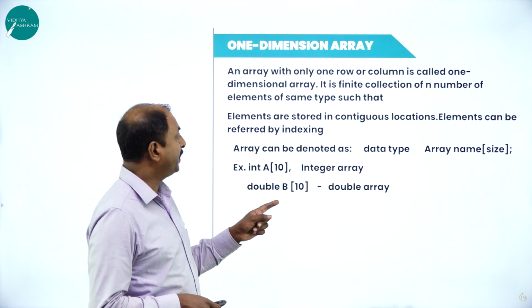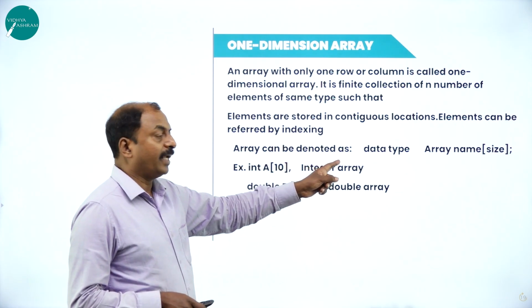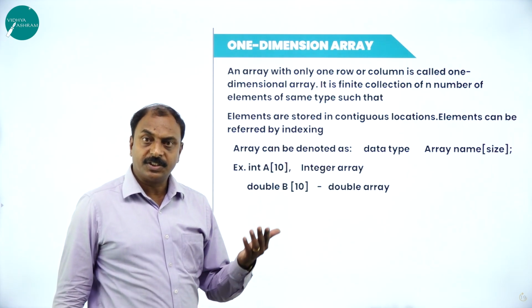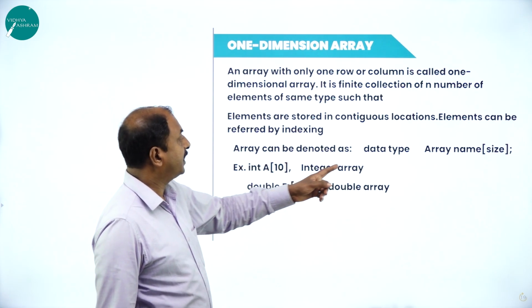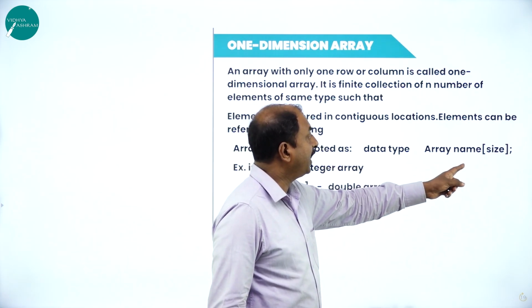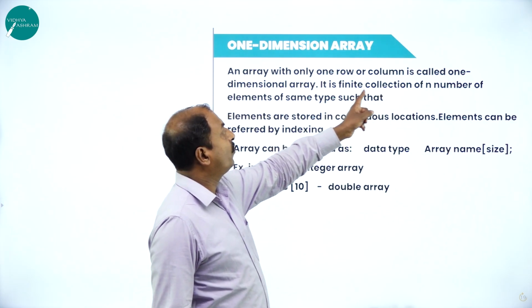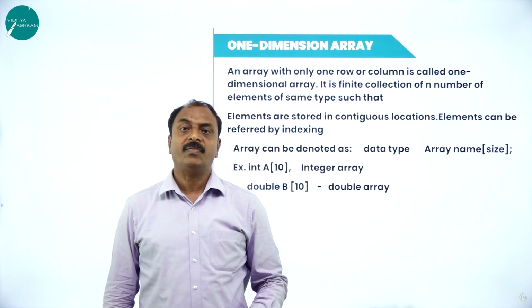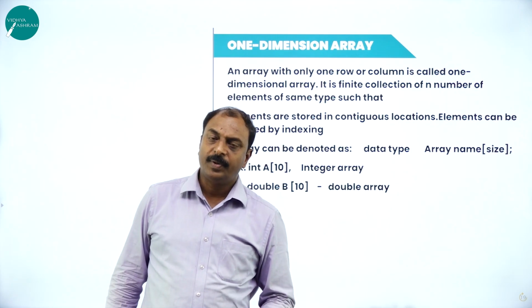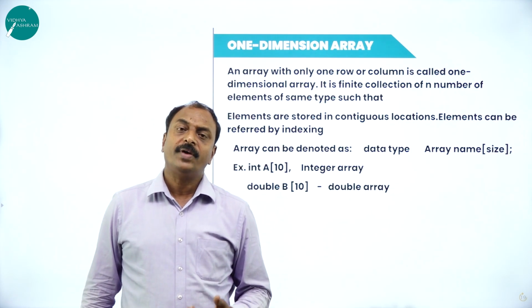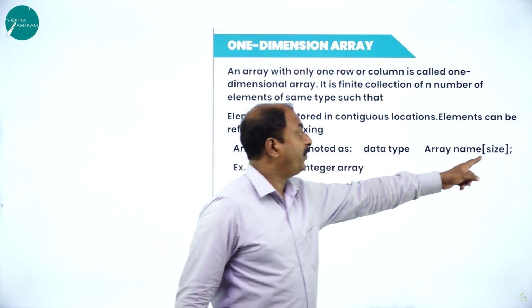And this is an example or syntax. How do we declare or create a data structure array? With the syntax data type, space, array name, and size. And here size is a finite collection of n number of elements. An array will have a definite number of elements, or a definite size.